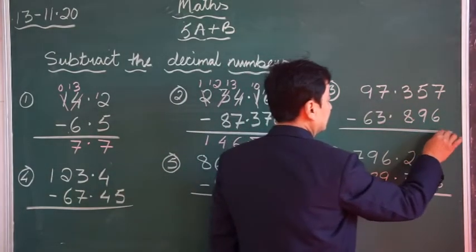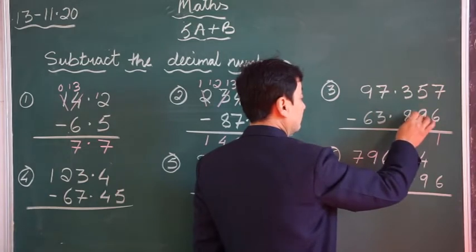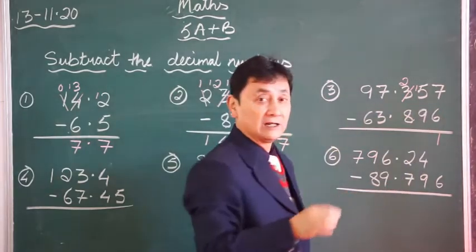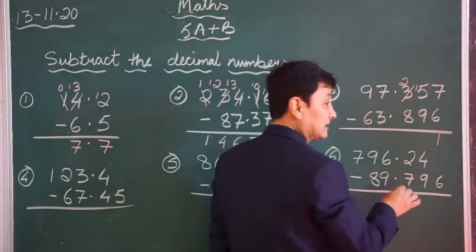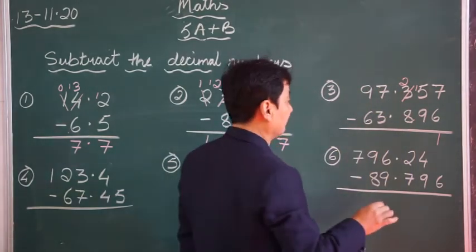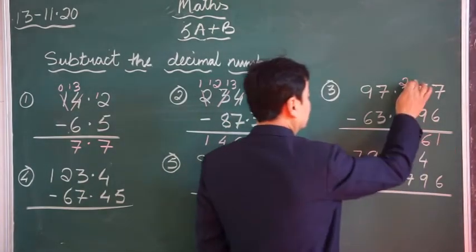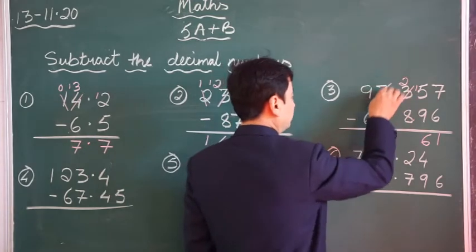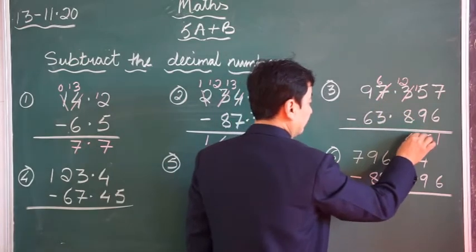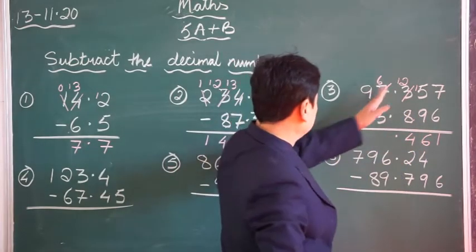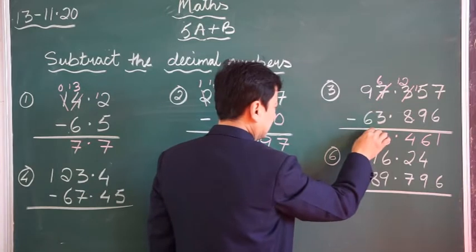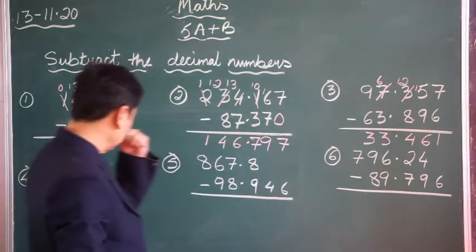Now here, we don't have to add any zeros because all the numbers are there. So 7 minus 6, 1. 5 minus 9, we must borrow, yes. 15 minus 9, 9, 10, 11, 12, 13, 14, 15. How much? 6. 2 minus 8, borrow. 12 minus 8, 8, 9, 10, 11, 12. 6 minus 3, we don't have to borrow because the top number is bigger. 9 minus 6, 3. So that's what you get.